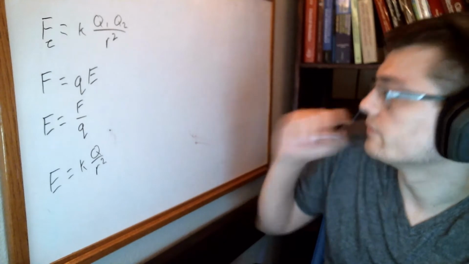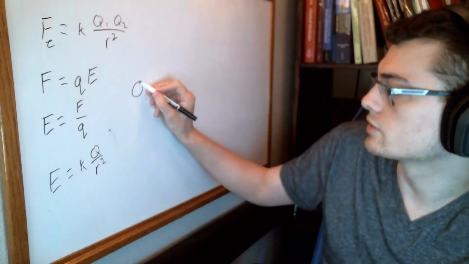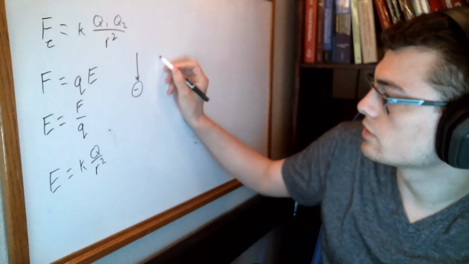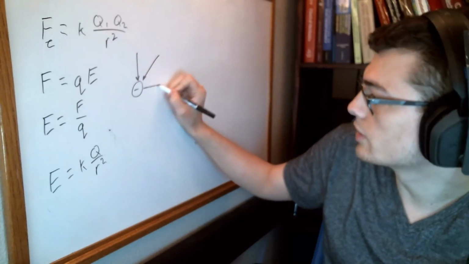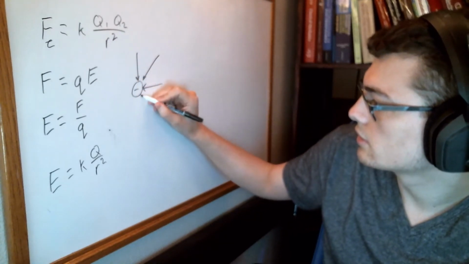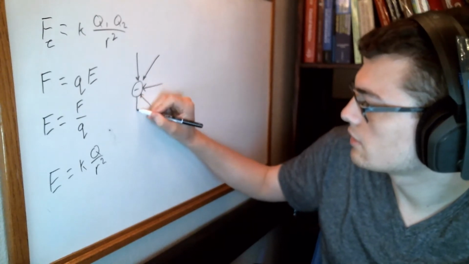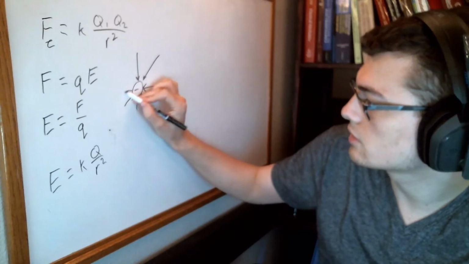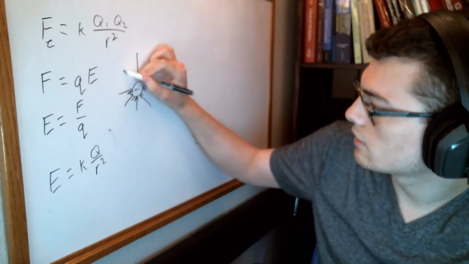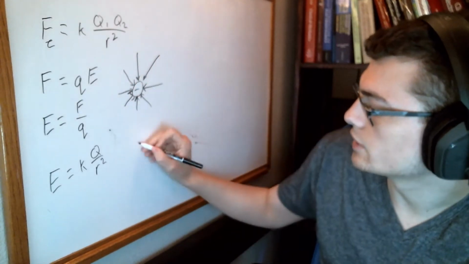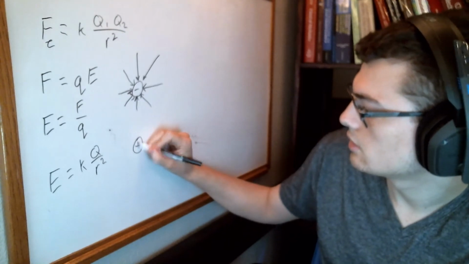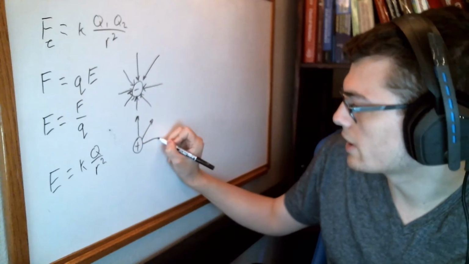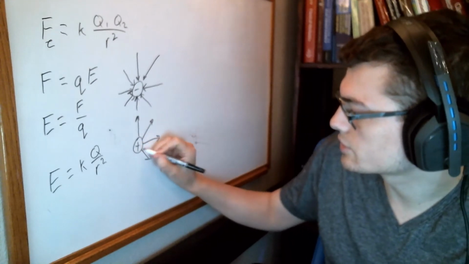So for this, we can describe the electric field of a negative charge as always pointing inwards, like this. It's going to pull positive charges towards it. And we can describe positive charges as having an outward field that will repel other positive charges.